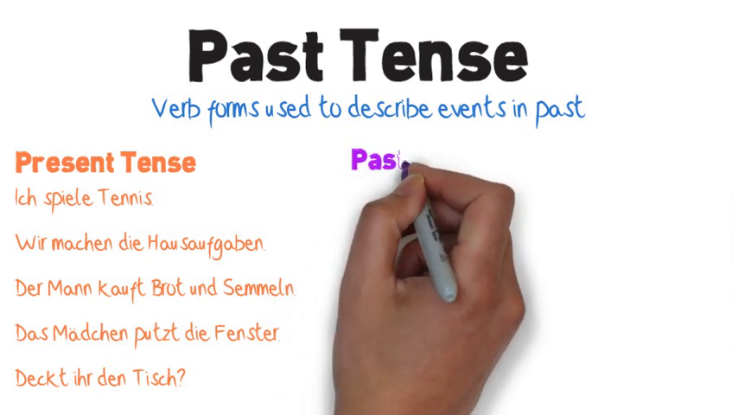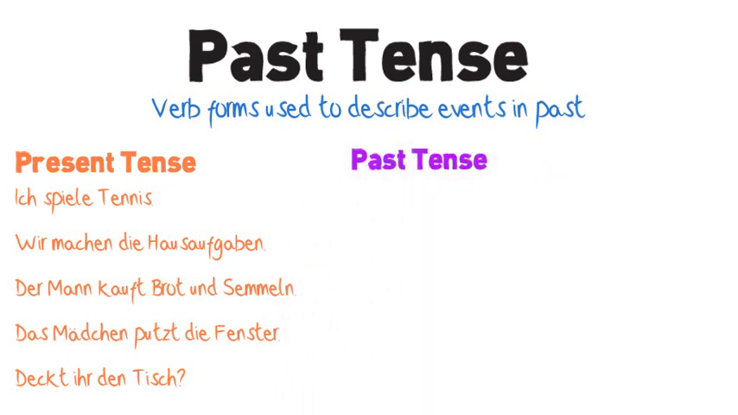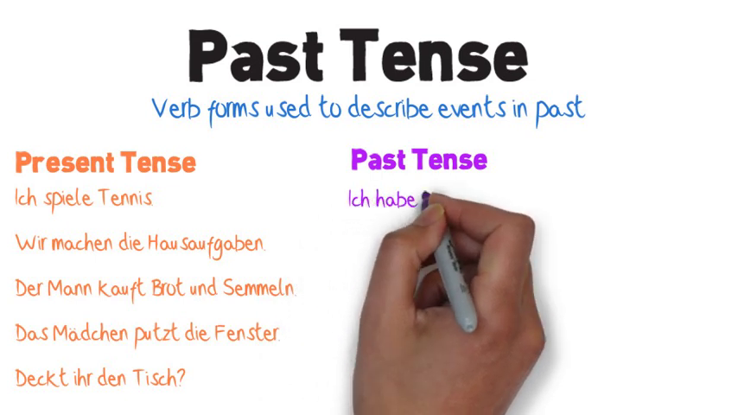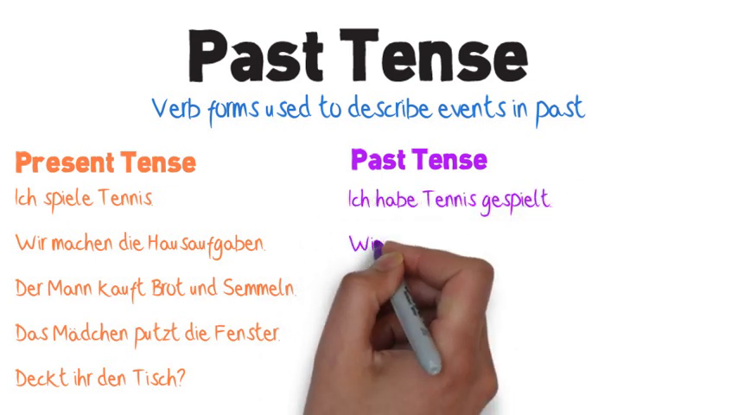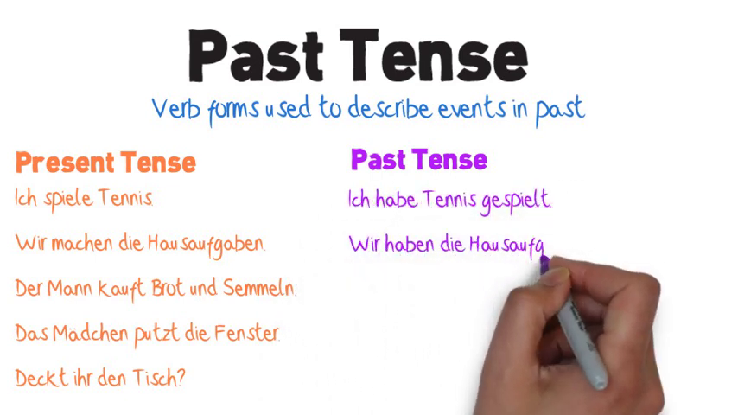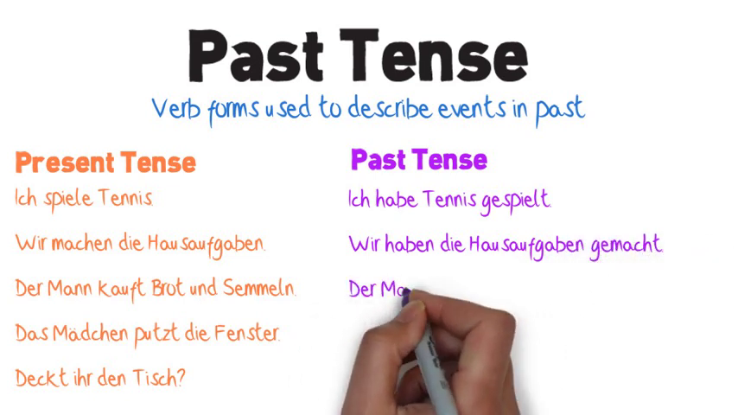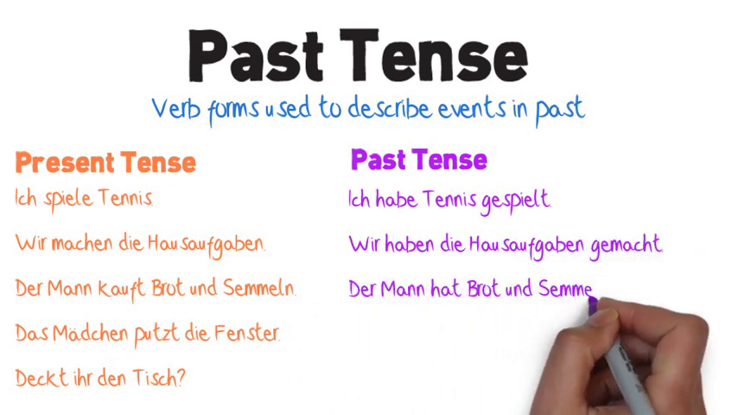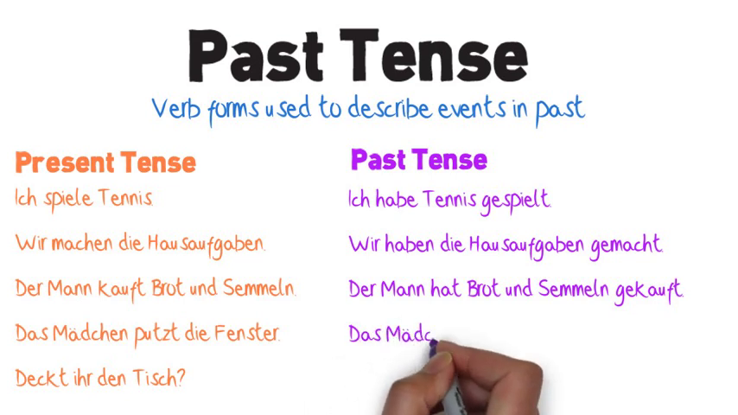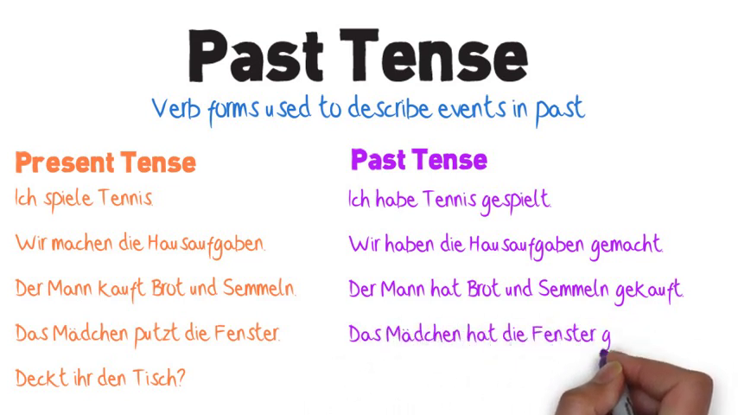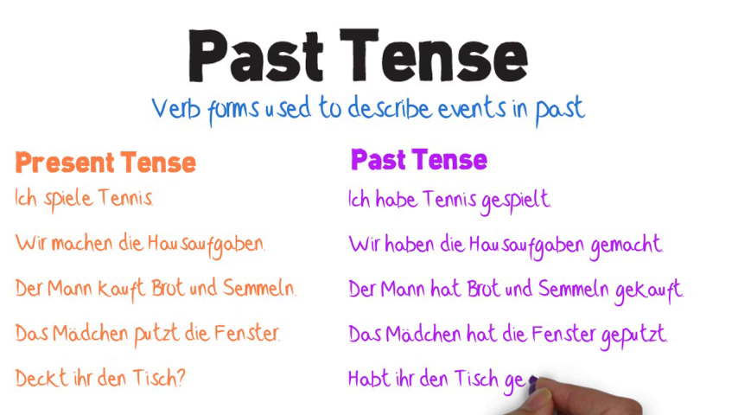Now, compare these to the equivalent ideas, but this time expressed in the past tense. These actions have already occurred. Notice that in each sentence, the original verb has been replaced by a conjugated form of haben, and the original verb has both been moved to the end of the sentence and been changed slightly. It now starts with ge and ends with t.